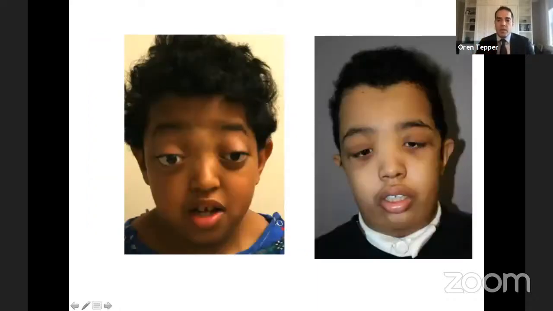And you can see the improvement aesthetically, as well as now being able to have appropriate coverage of the globe and the eyes as well.